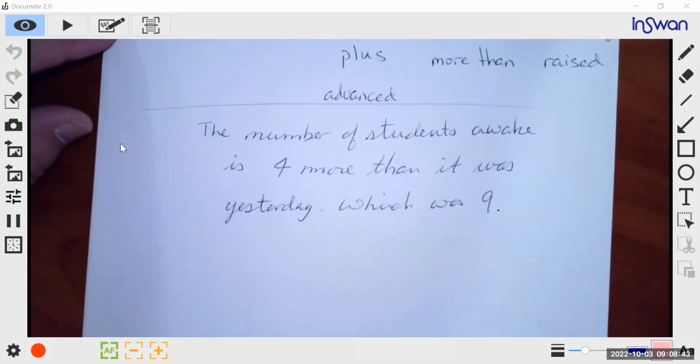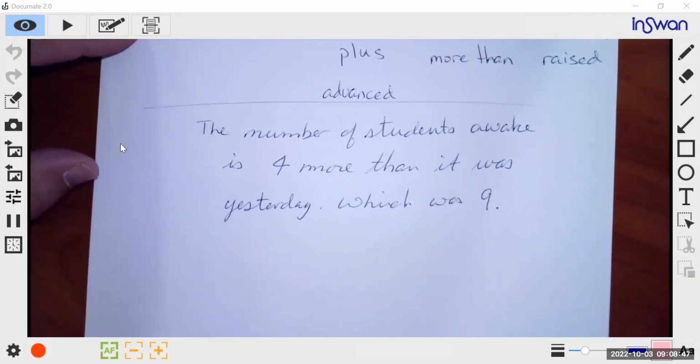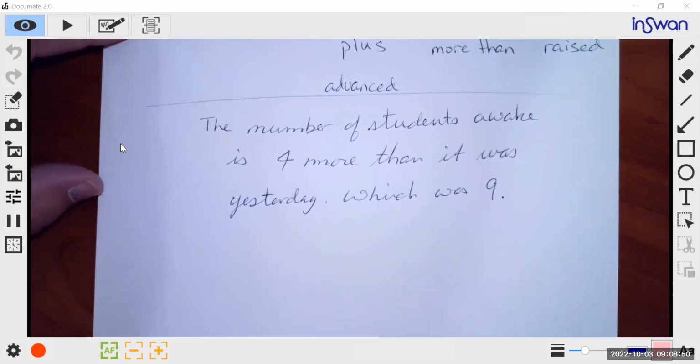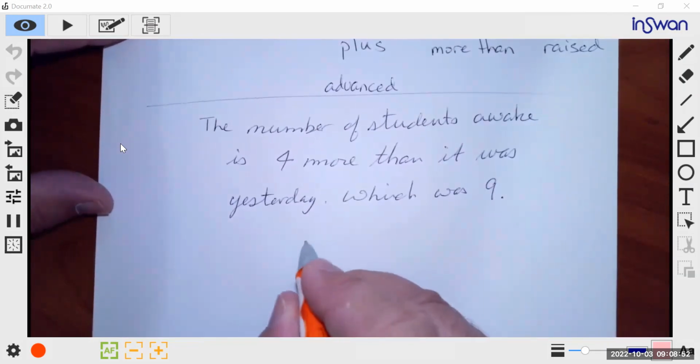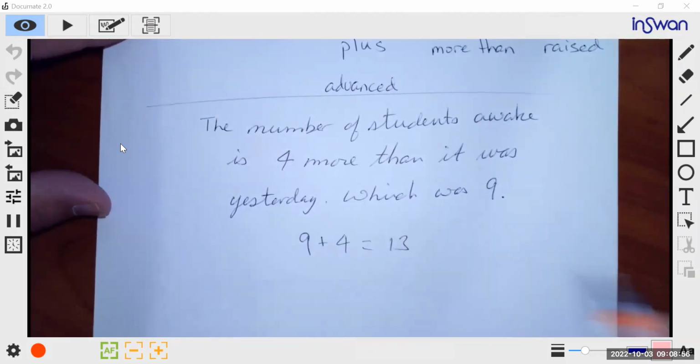The number of students awake is 4 more than it was yesterday, which was 9. So what is the new number? Yeah, yesterday it was 9. There are 4 more, so there's 13 students that are awake.